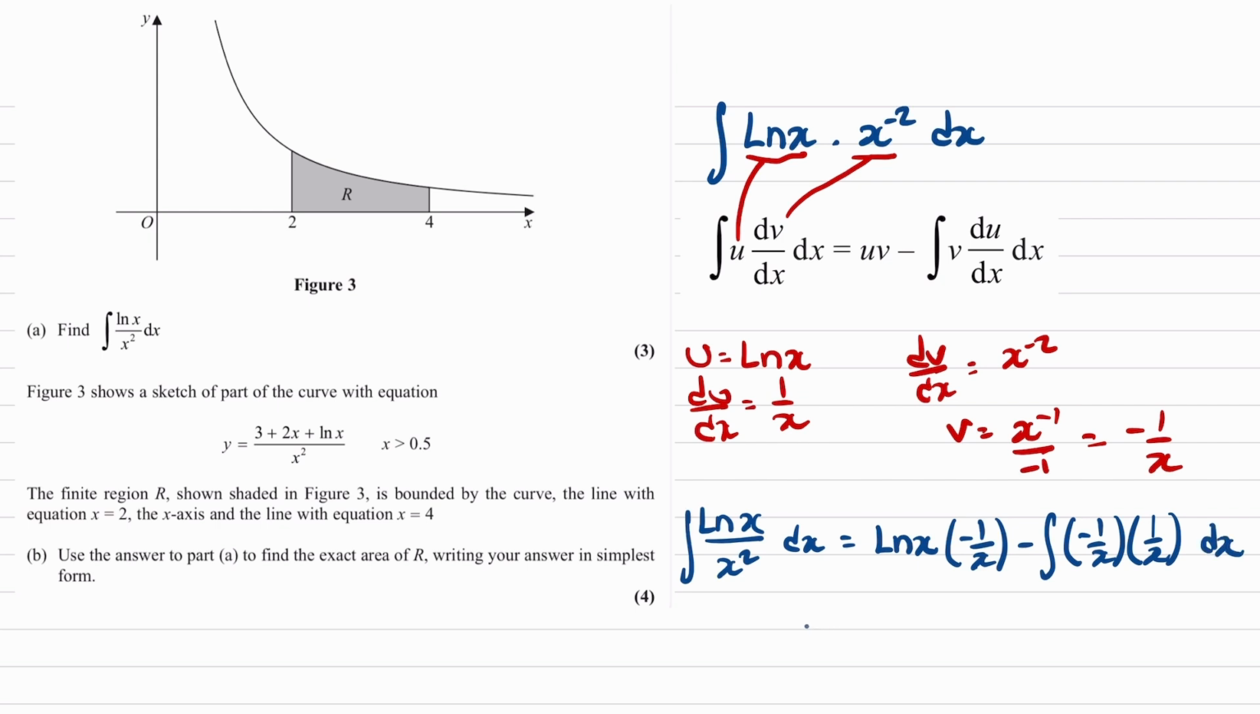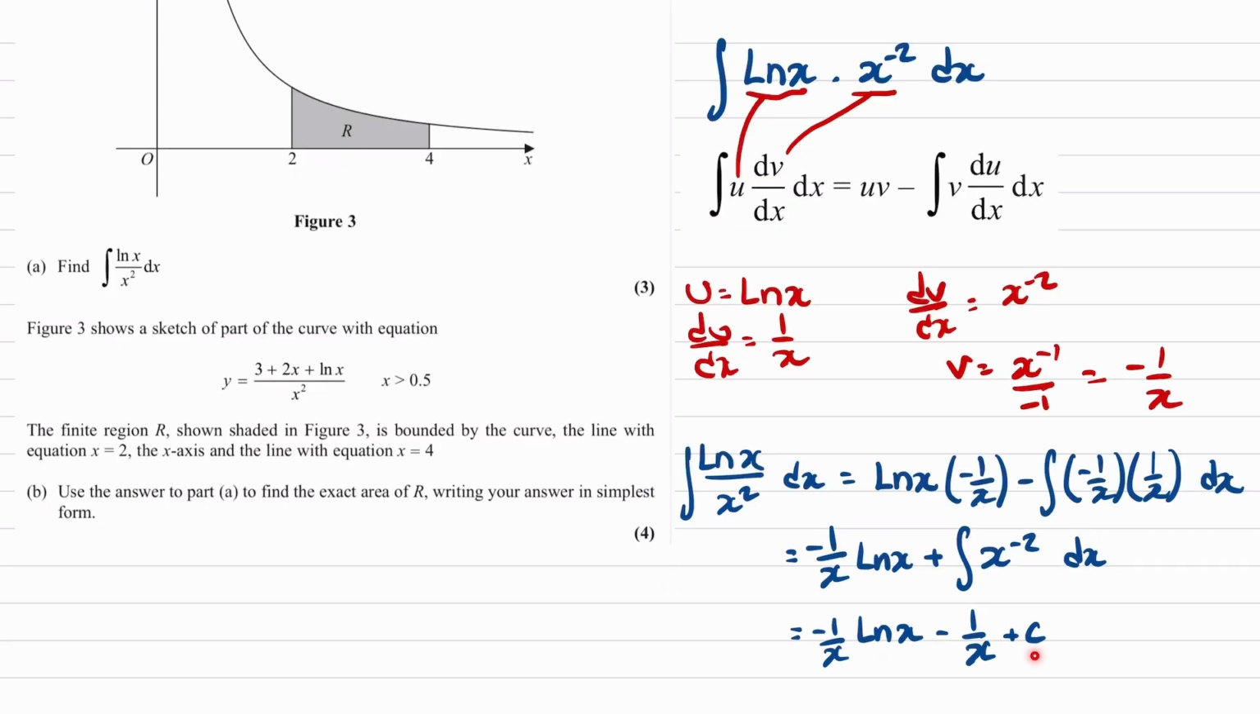We can tidy this up. So we've got negative 1 over x, ln of x. This negative and this negative will become a positive, which we can move in front of the integral. And we can write this as x to the negative 2. And when you integrate x to the negative 2, we get negative 1 over x, plus that constant of integration. So this is the answer for part A.